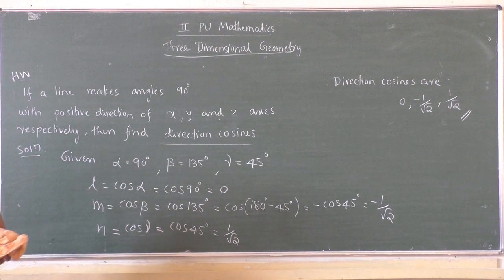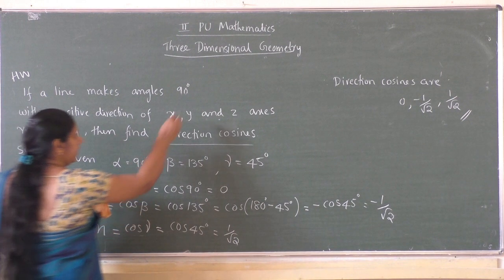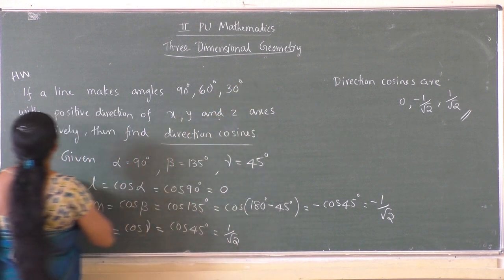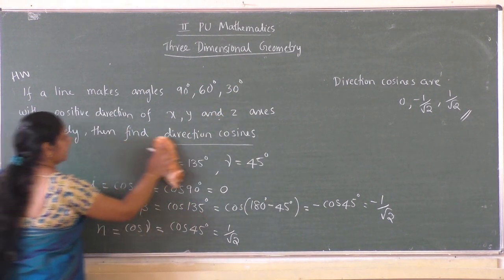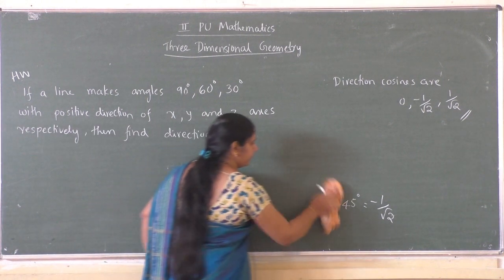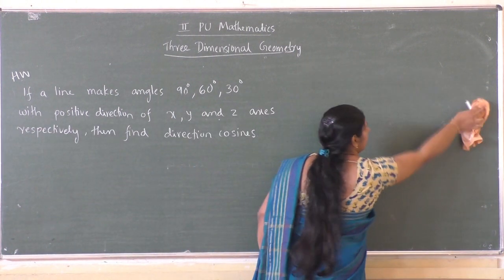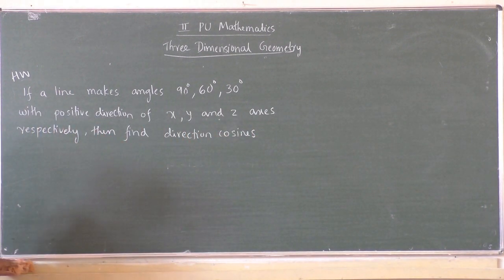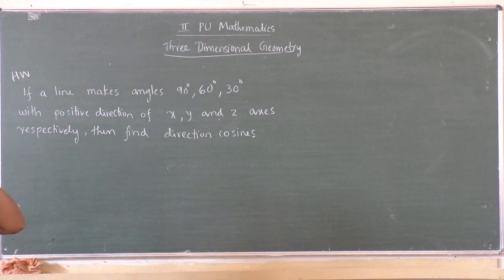If a line makes angles 90 degree, 60 degree, 30 degree with the positive direction of x, y and z axis respectively, then find its direction cosines. Same, alpha, beta, gamma are given. You have to find cos alpha, cos beta and cos gamma.